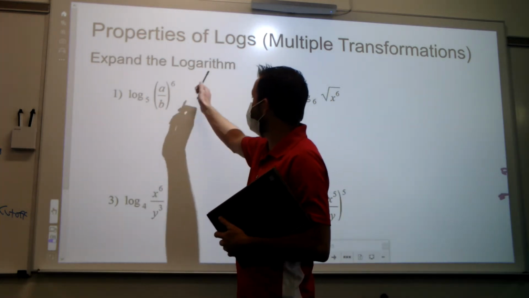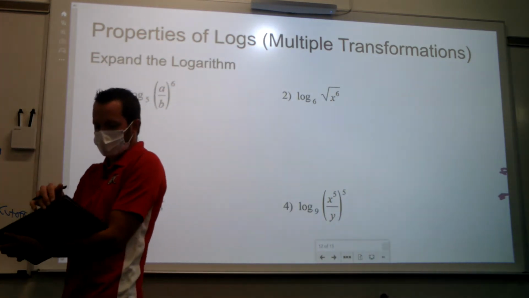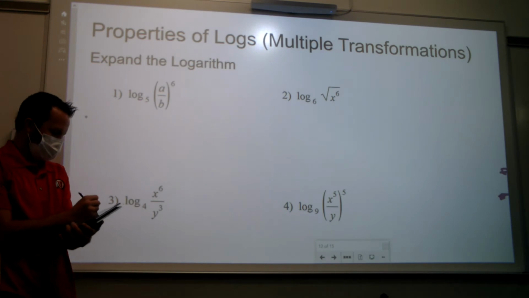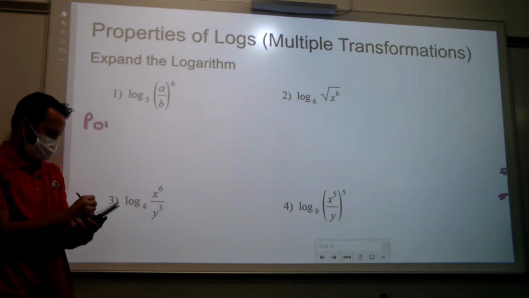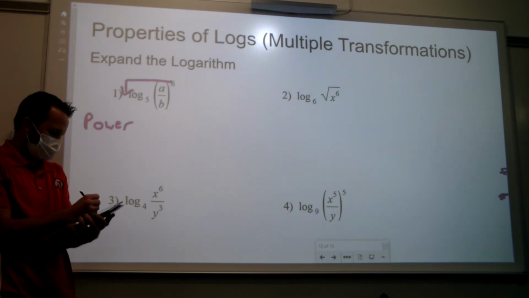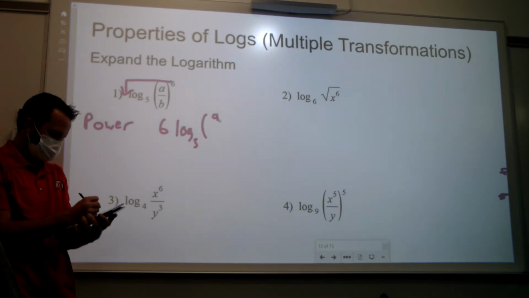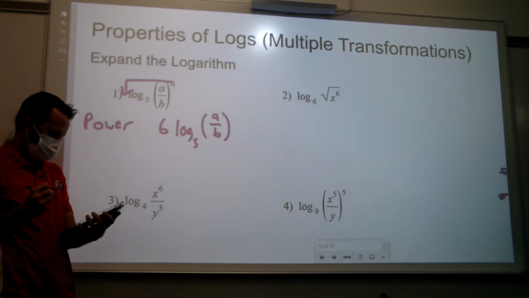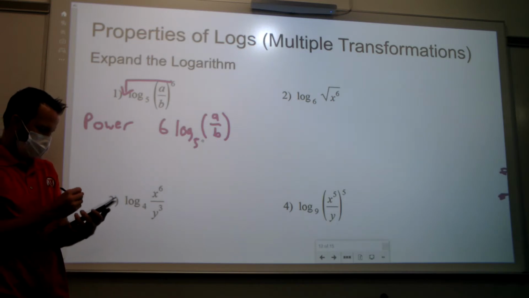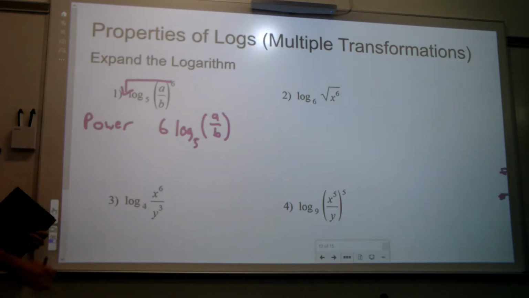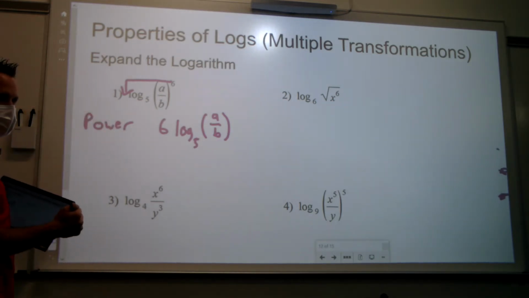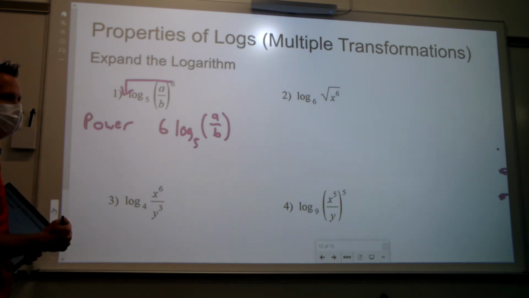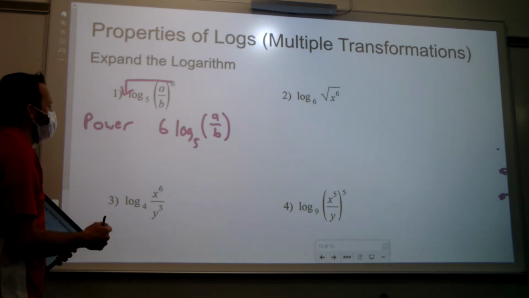So the first one I see is the 6, exactly. So what I'm going to start off here is I'm going to label which property I'm using so I don't get confused later on. I'm going to bring that 6 down so it is now a coefficient. Alright, so now I've peeled back that one layer. Now what I need to do is go to my next layer.